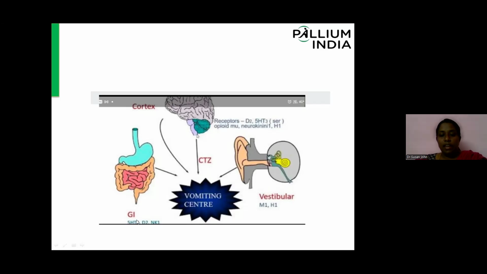In the GIT there are so many receptors. The cortex also has so many receptors. In the CTZ there are D2 dopamine receptors, serotonin 5-HT3 receptors, opioid mu receptors, and neurokinin receptors. In the vestibular area there are acetylcholine receptors and histamine receptors. When these receptors are activated in the periphery or in this area, they will send signals to the vomiting center to activate it, and this will cause vomiting. In the coming slides, we will discuss each area in detail.